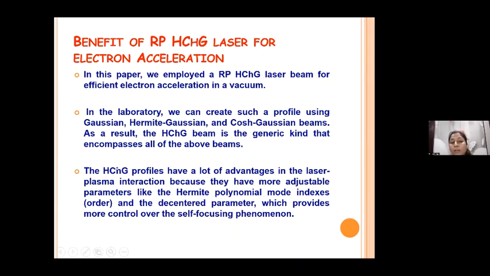Moreover, the Hermite cosh Gaussian profiles have a lot of benefits or advantages in laser plasma interactions. For example, they have more adjustable parameters like Hermite polynomial mode indices, or the decentered parameter of the laser, so that we can control the laser beam for the electron acceleration.